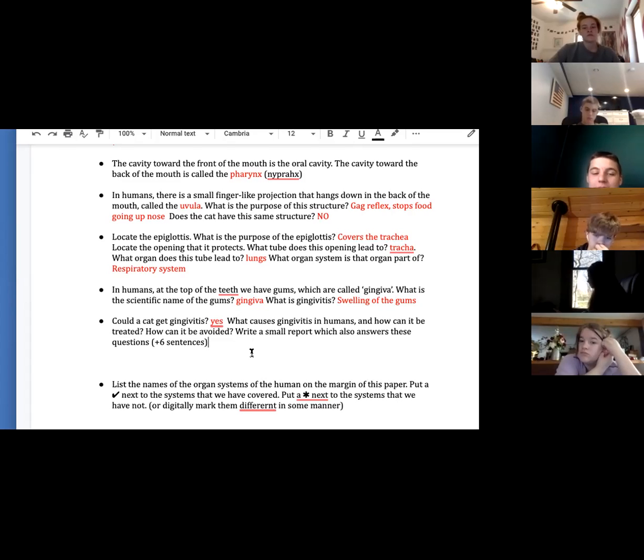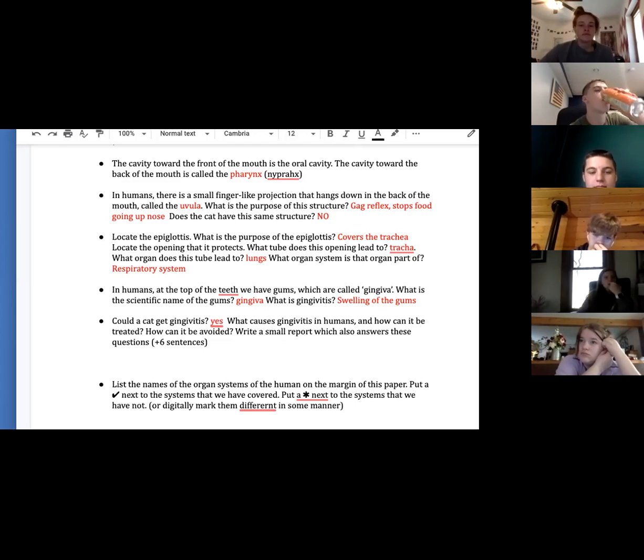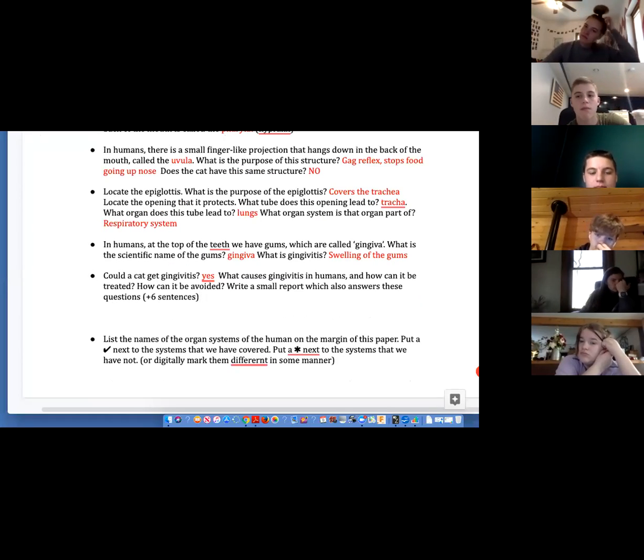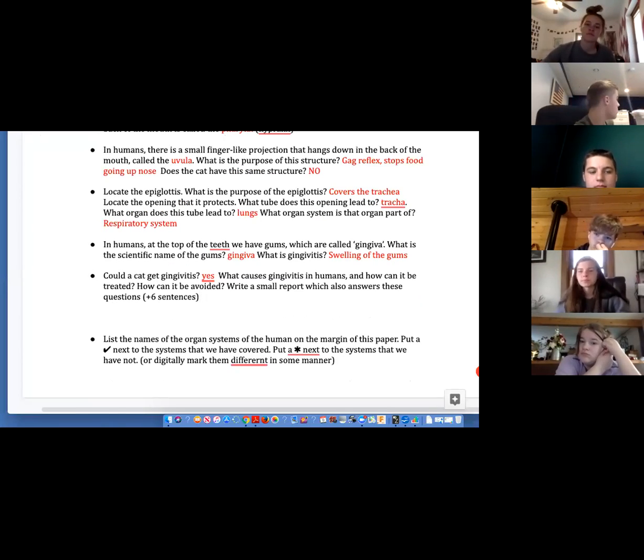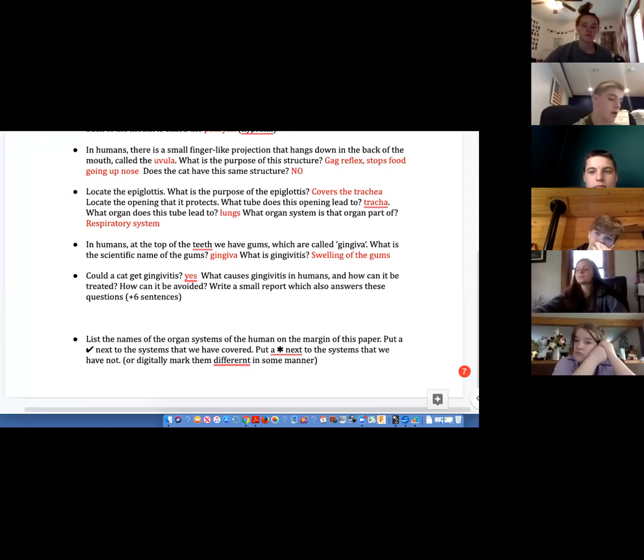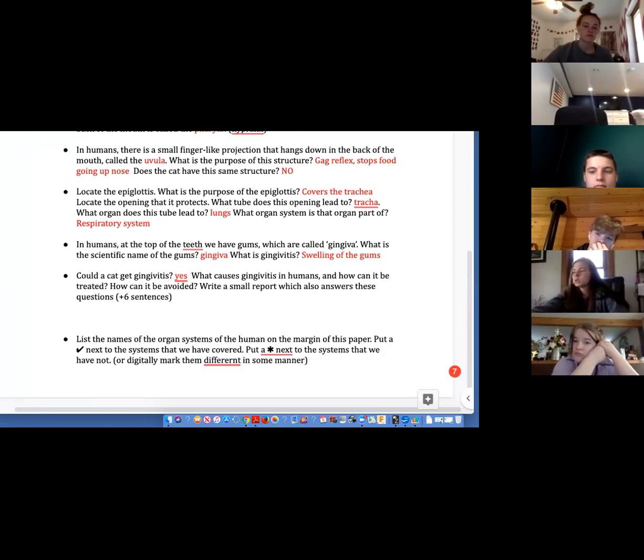Gingivitis is basically bleeding of the gums. Your gum tissues are one of the fastest repairing tissues. So gingivitis is easily cured, I guess you could say, if you improve your hygiene. There are severe cases of gingivitis, which are nasty. Okay.